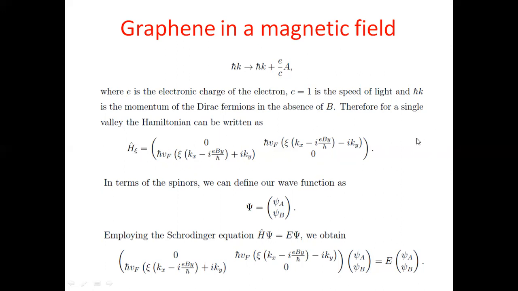we know the Pauli matrices, the pseudo-spin Pauli matrices, so we can write the Hamiltonian of the graphene in this form, right? So in terms of spinors, we can define our wave function. So psi A and psi B are the wave functions of spinor A and spinor B, which are directly related to the sublattice A and B. So applying the Schrödinger equation, H operator on psi equal to E psi, we obtain this relationship.